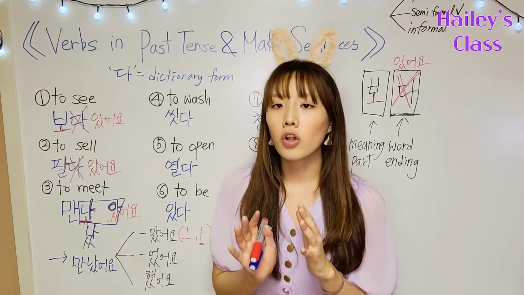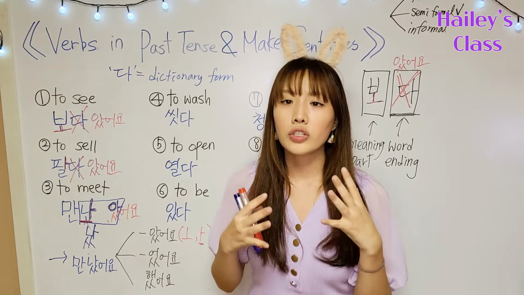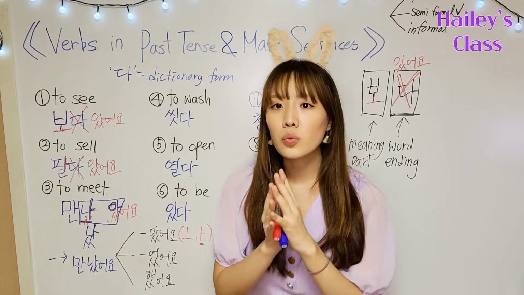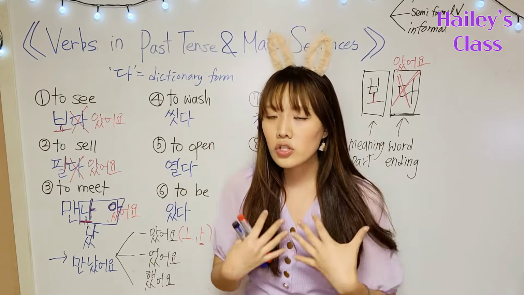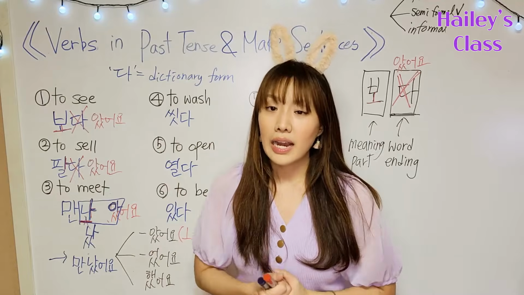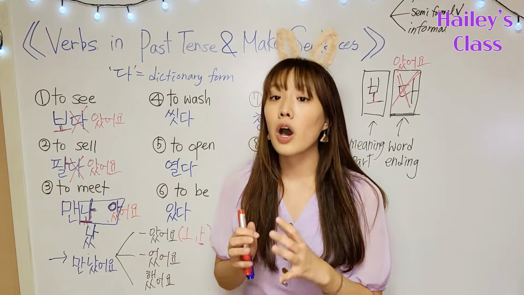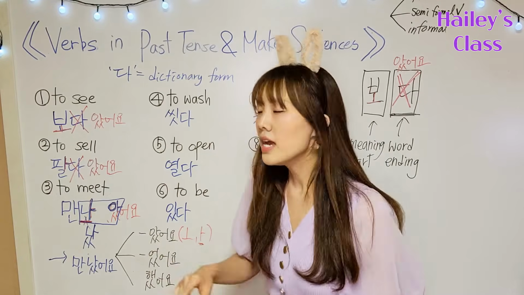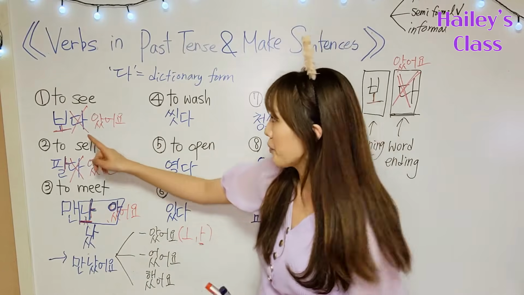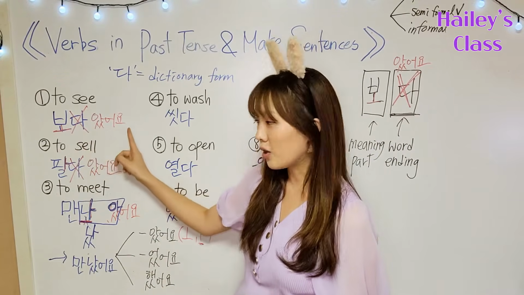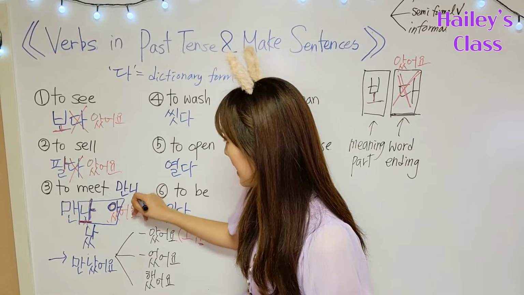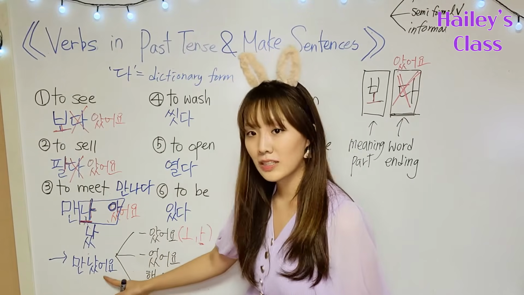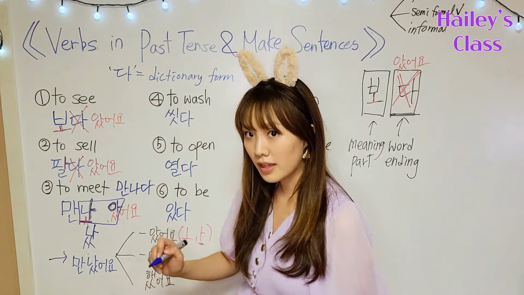In Korean, there are lots of exceptions. There are so many exceptions, so we have to just get used to that and adjust to that. Okay? So let's practice one more time. 보다, 보았어요. 팔다, 팔았어요. 만나다, 만났어요. Okay? You got this in here?